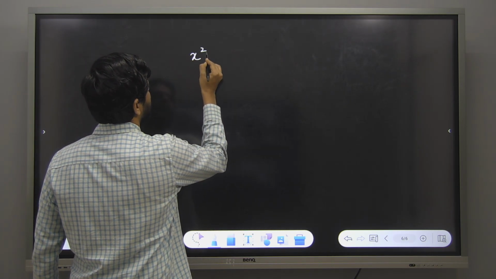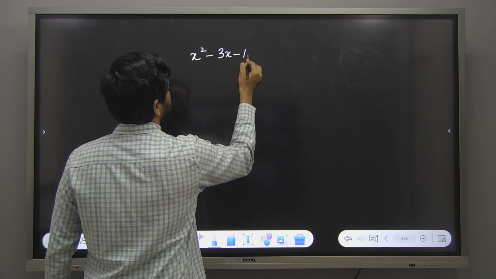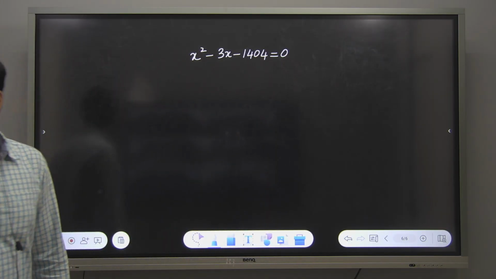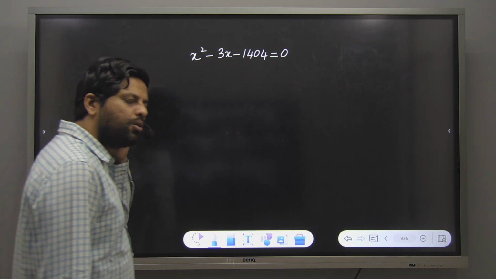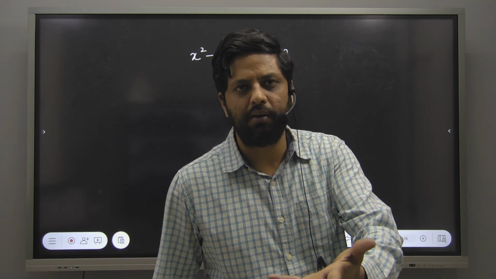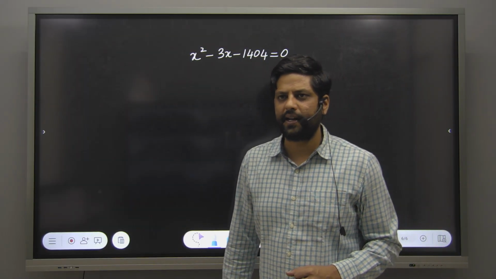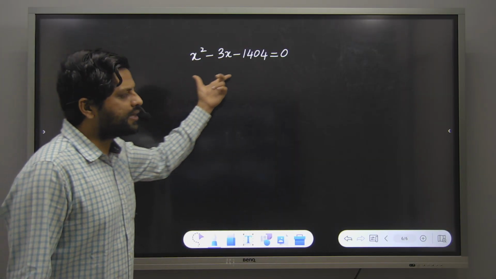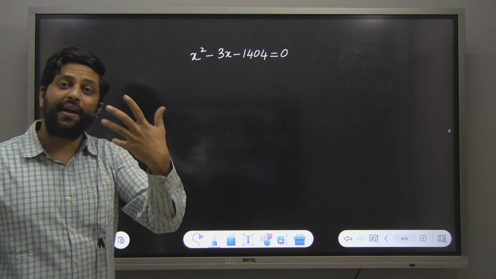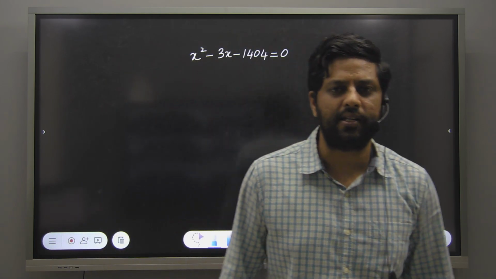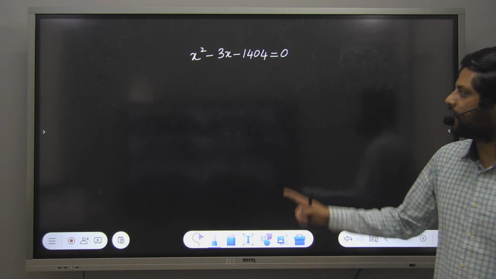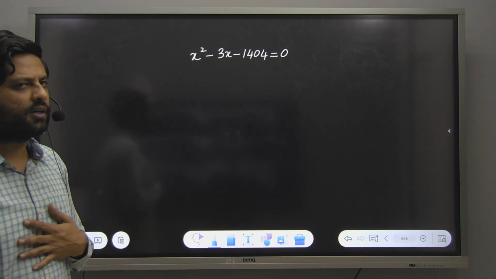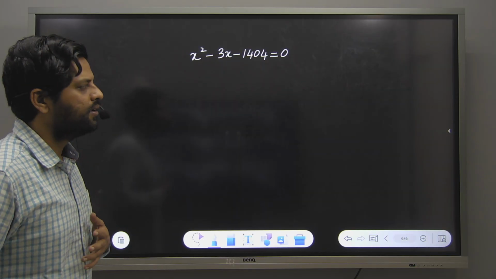We have x square minus 3x minus 1404 is equal to 0. Say we have to factorize such big numbers. What do you do? You either go with splitting the middle term or you go with the quadratic formula. Am I right? How do we quickly reach the answer is what I'll be telling now. For these kinds of questions we can reach the answer in less than a minute for sure.